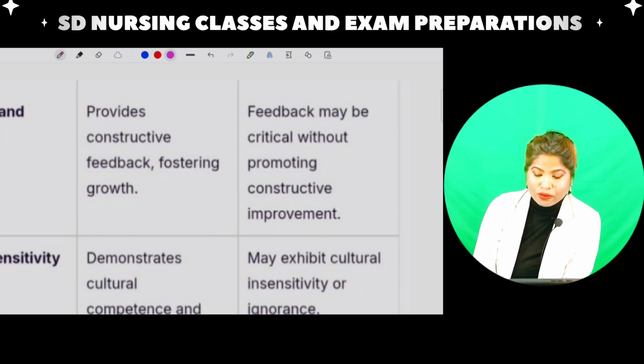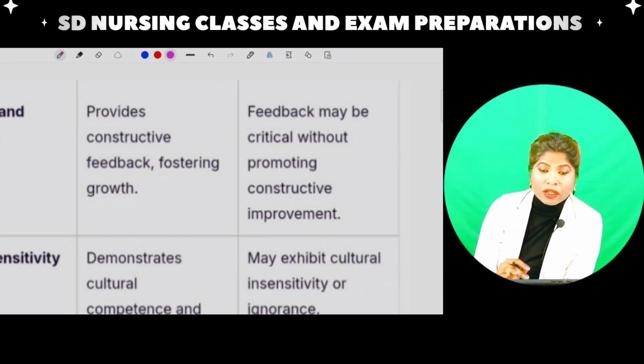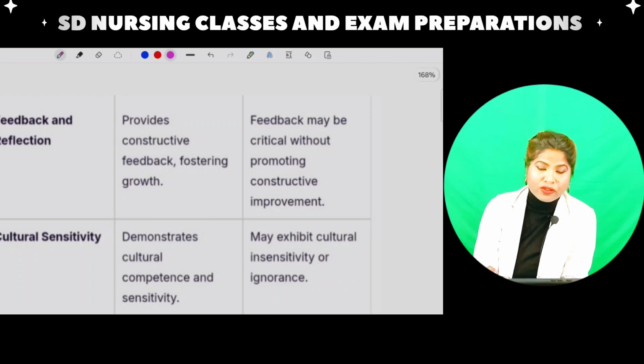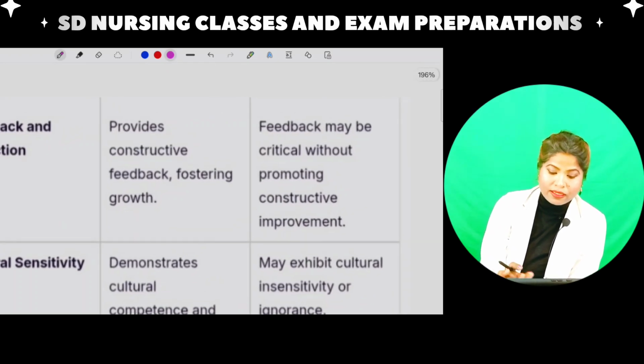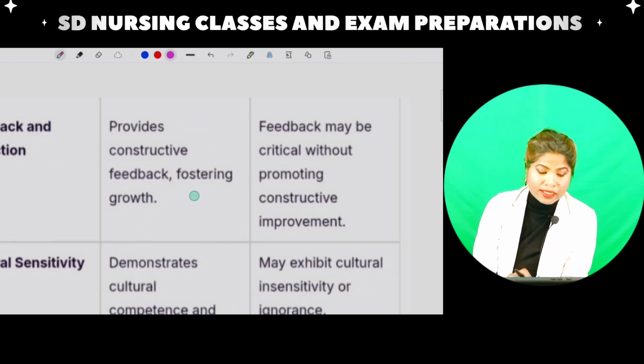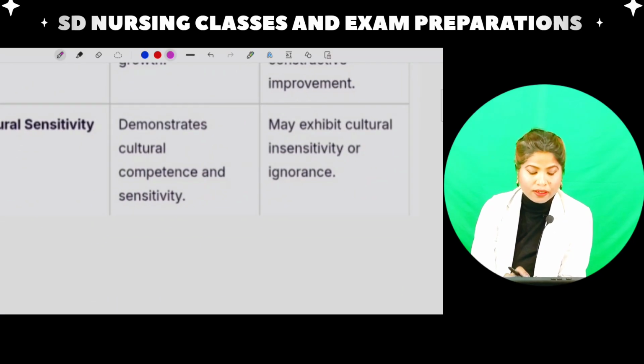Without doing anything, you are just doing all the things without talking to the patient, without communicating with the patient, only judging the patient, interrupting the patient, and not giving the patient the freedom to talk with you. So what happens at last is that feedback and reflections will be negative in non-therapeutic communication, but feedback is very constructive and fosters growth in therapeutic communication.